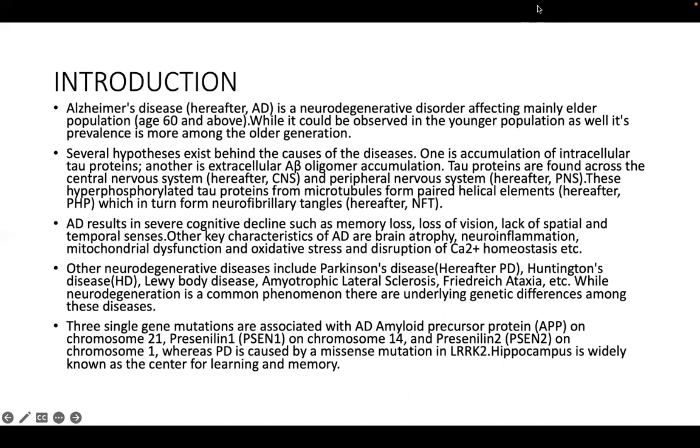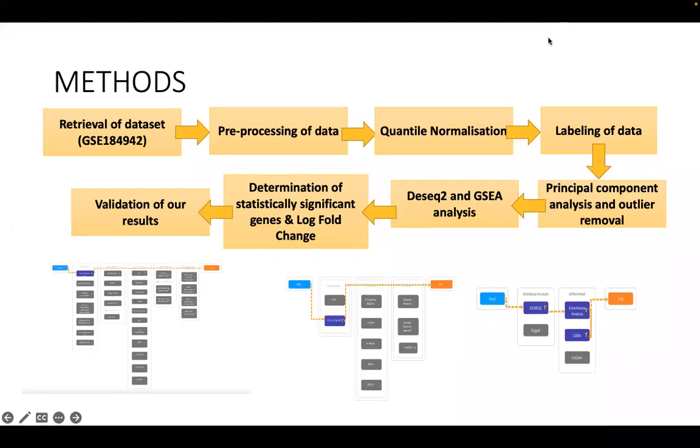Hippocampus is known as the center for learning and memory, which is very affected in Alzheimer's disease. Here in our project, the focus is hippocampal subfield CA1. So here is an overview of what we have done in the project work.